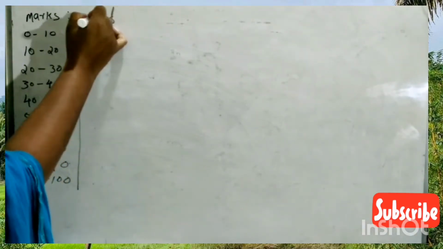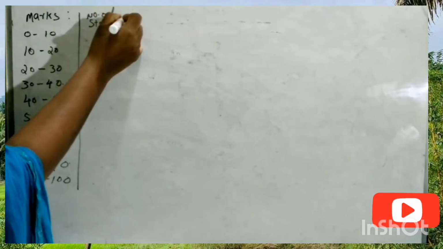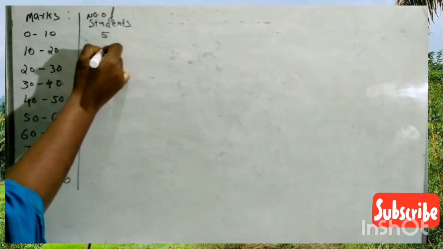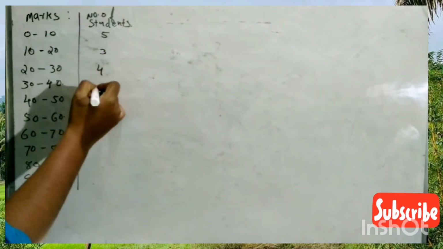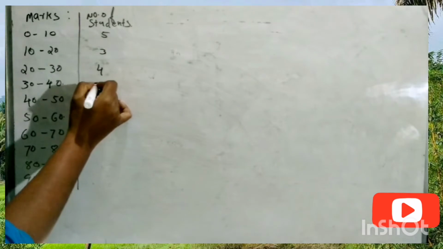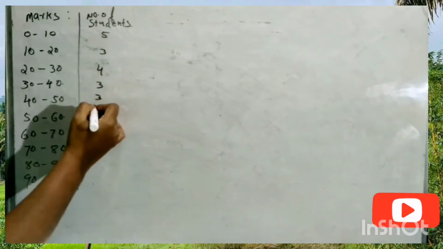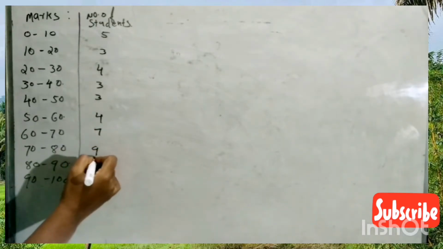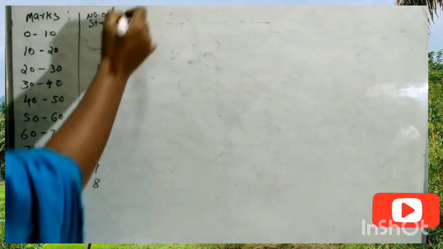Number of students: 0 to 10 we have 5, 3, 4, 3, 3, 4, 7, 9, 7, 8.